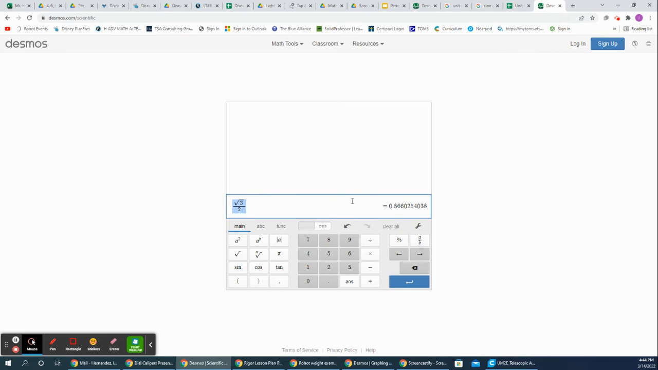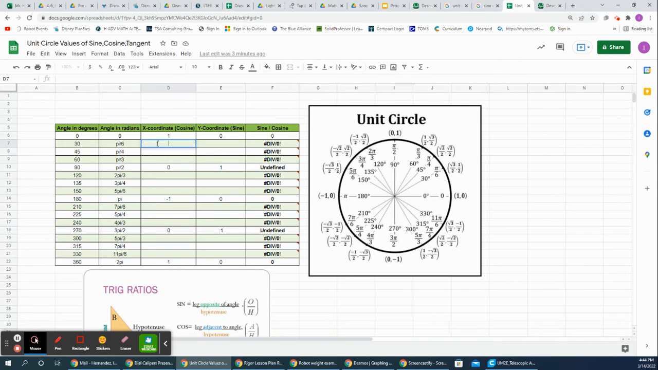Okay? And then this value here, you're going to actually highlight it, all the digits. So let me do the same. Highlight it. You're going to right click and click copy. Go back to our template and you're going to right click and paste. See that? This is radical 3 over 2 to this many digits.